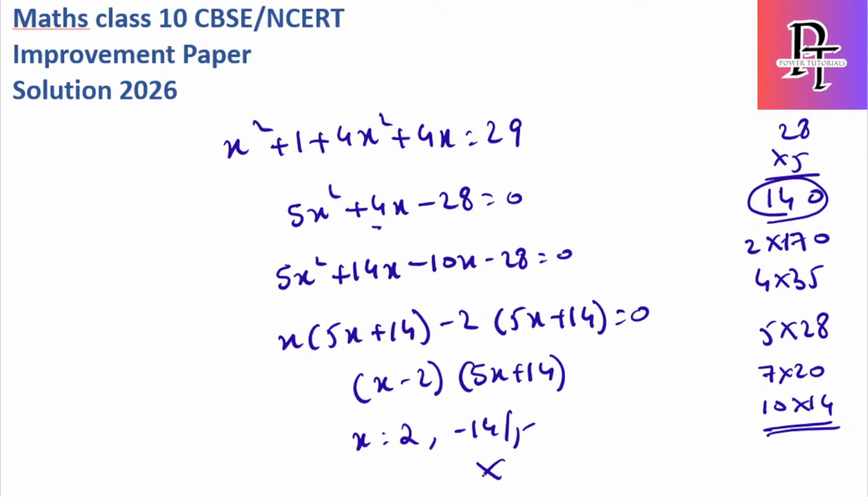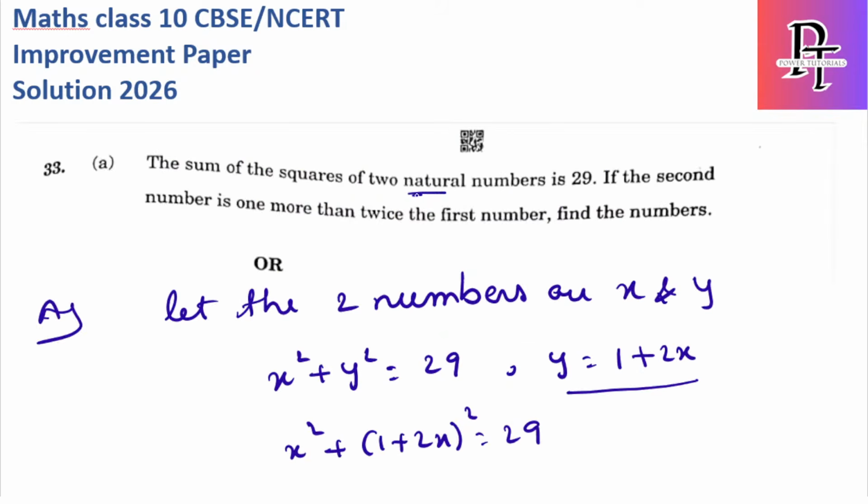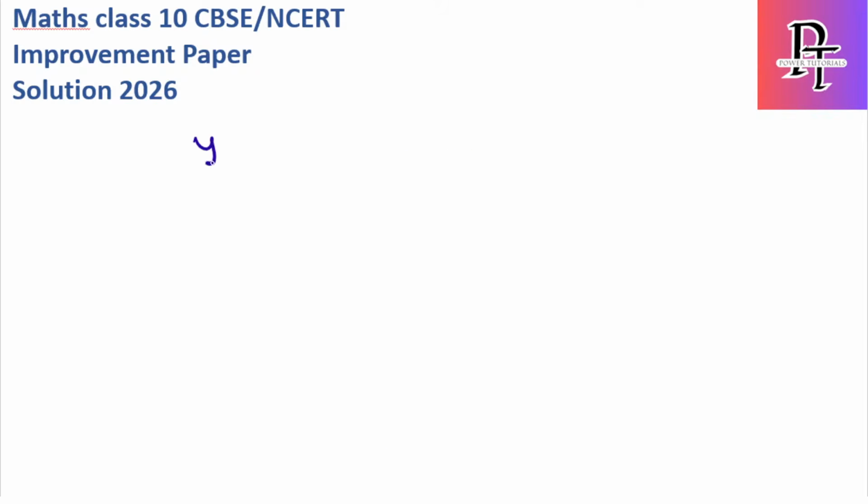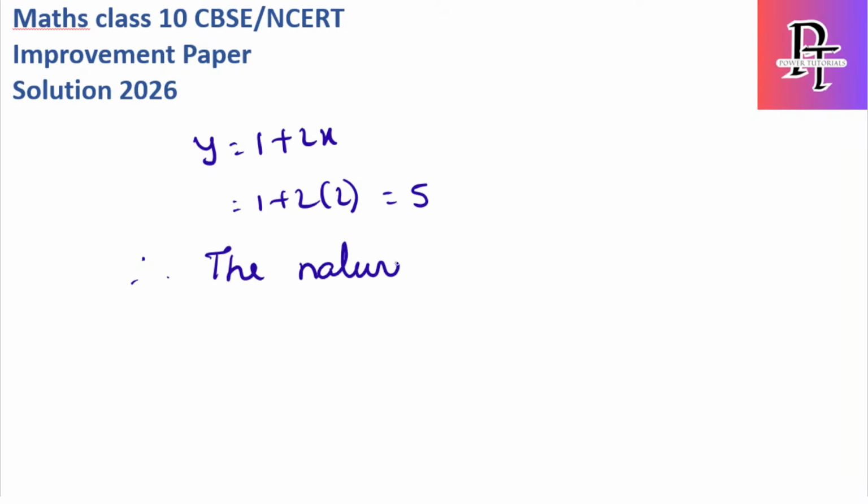Minus 14 by 5 cannot be a natural number because I clearly mentioned it is a natural number. So that's why x is equal to 2, and the second value I will write. y will be equal to 1 plus 2x. So it will be 1 plus 2 into 2, which is 5. Therefore, the natural numbers are 2, 5.